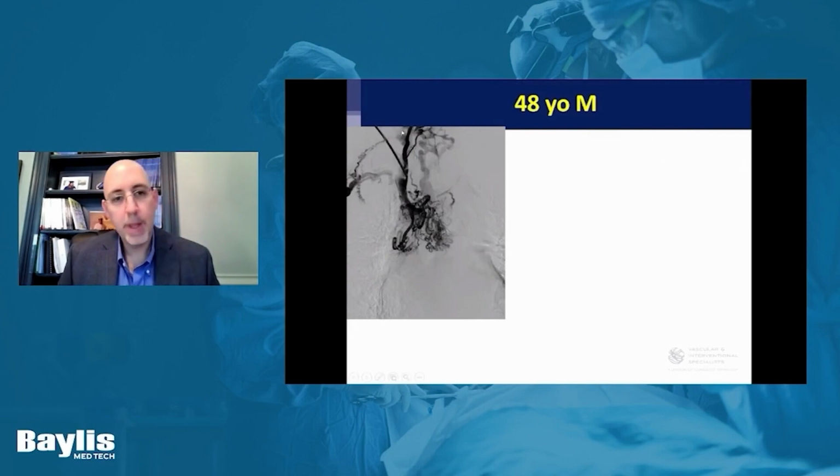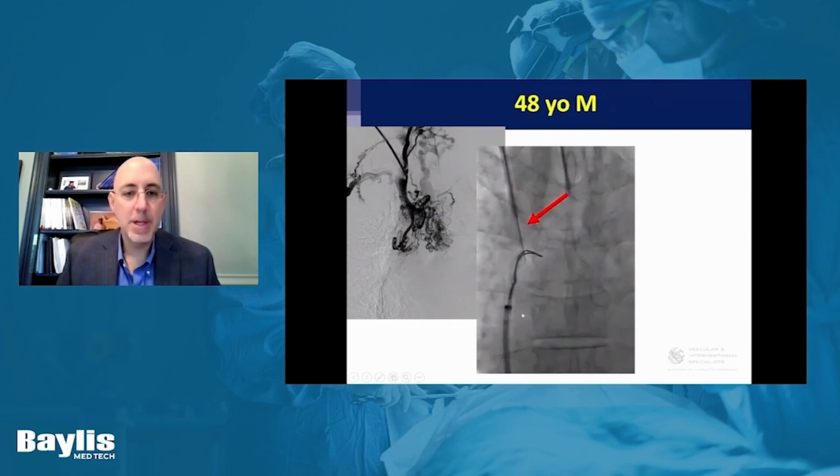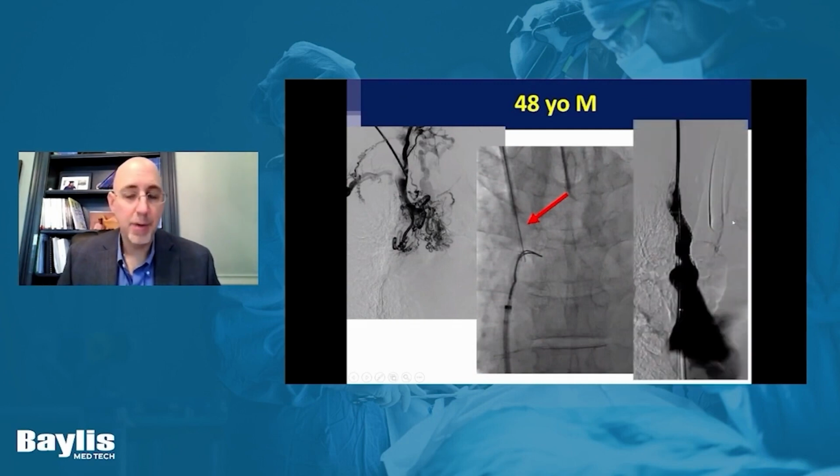Here's a patient with a chronic total occlusion, tried to cross from above, couldn't, tried to cross from below, was not able to. And so for this patient, I put a snare from below, and just using a 22 gauge Chiba needle, I was able to direct it into the snare and then treat however you'd like to treat.